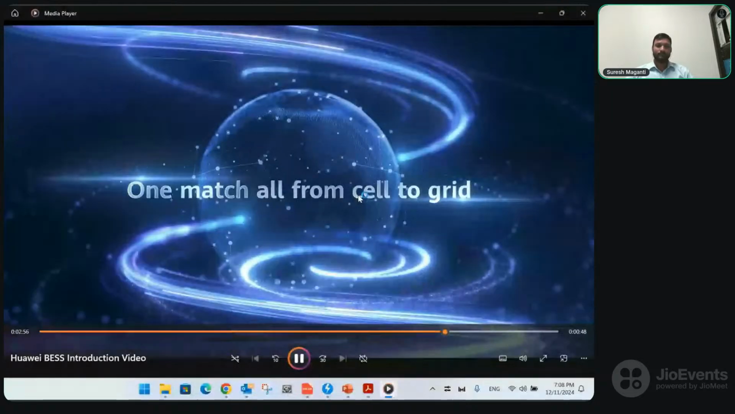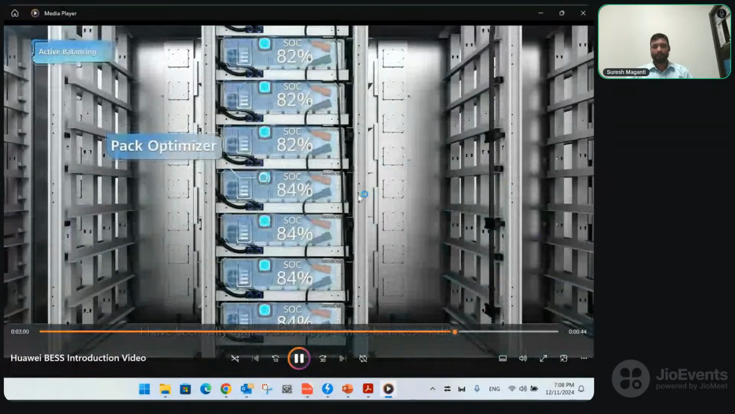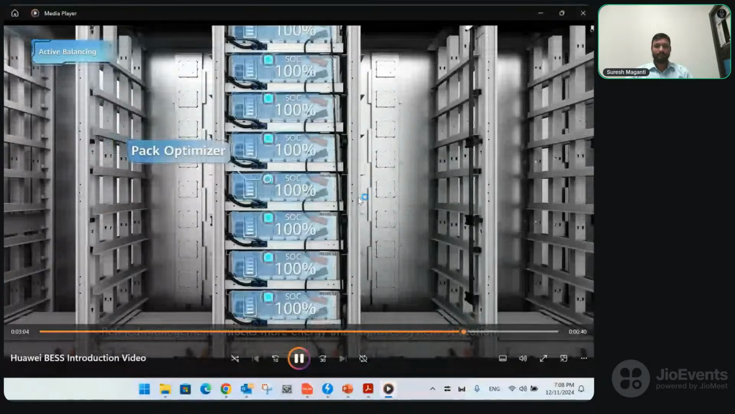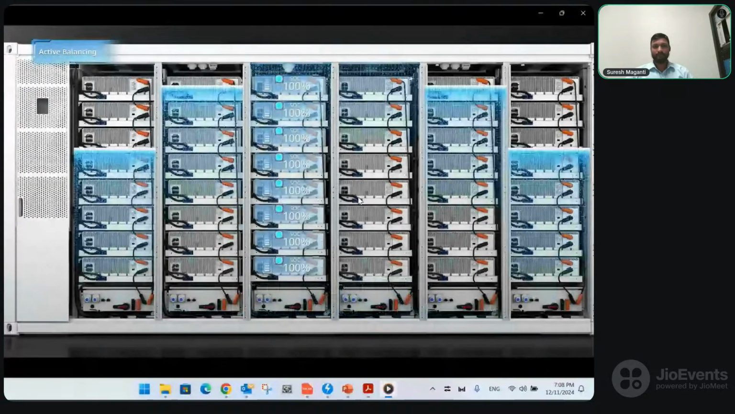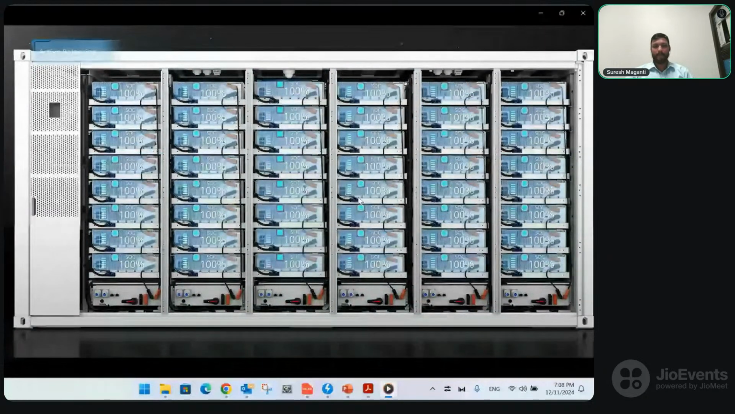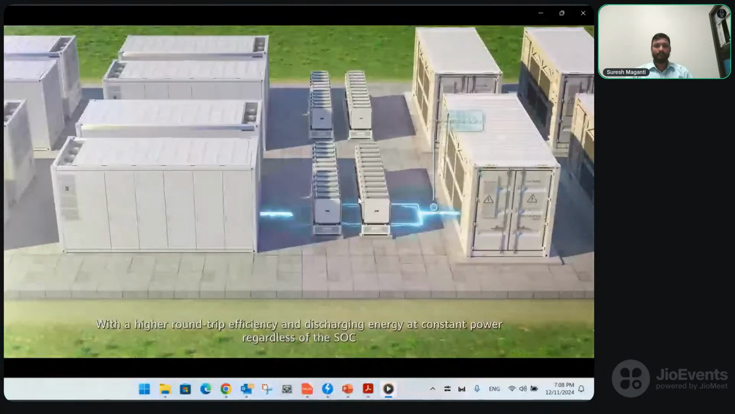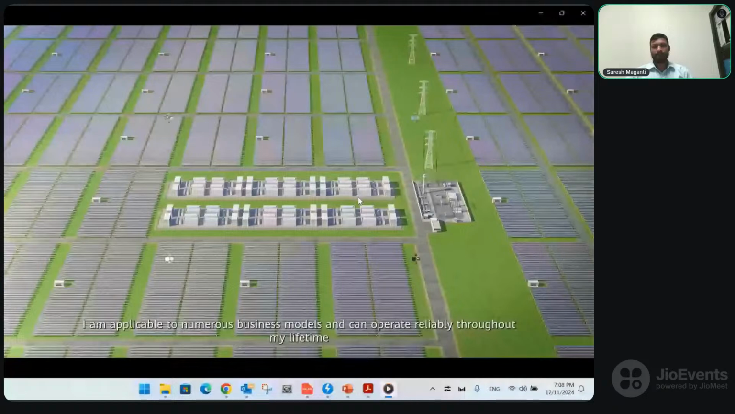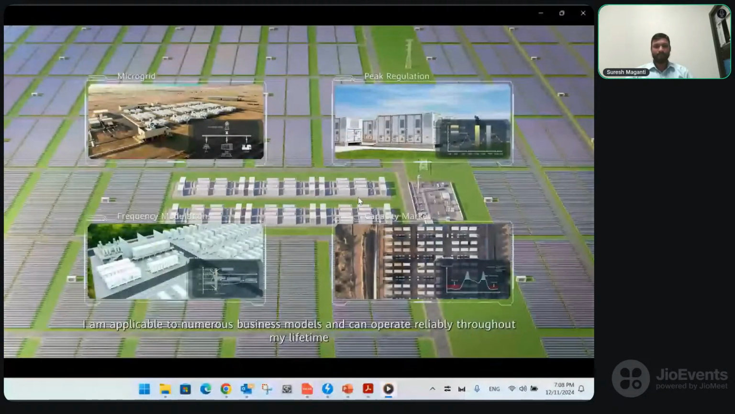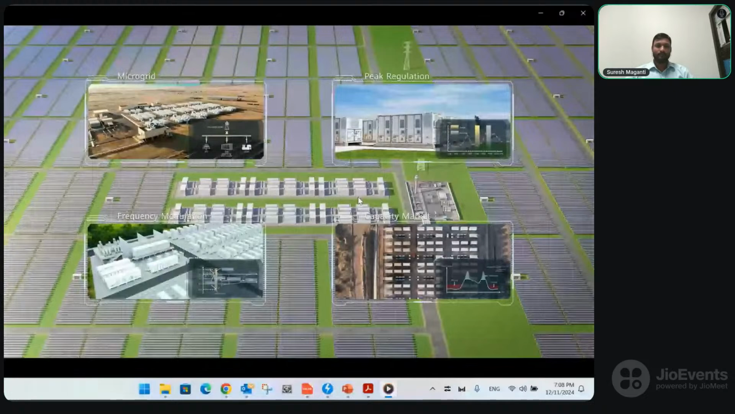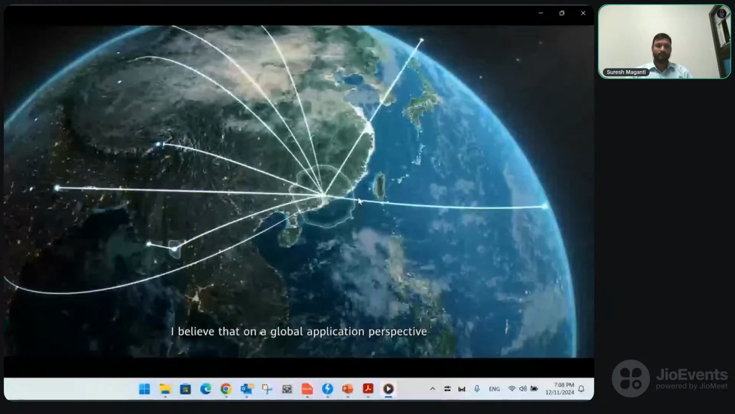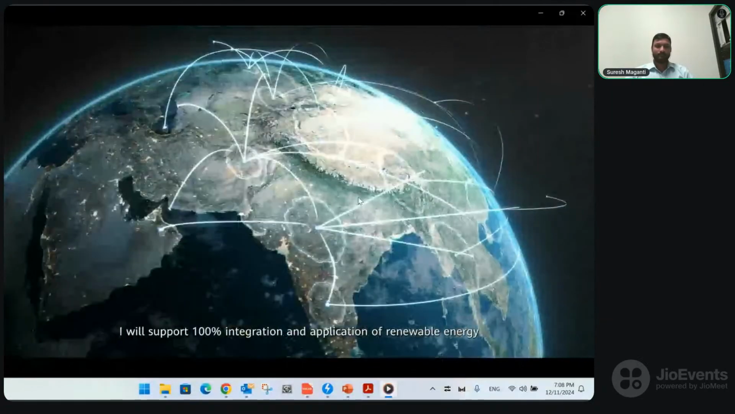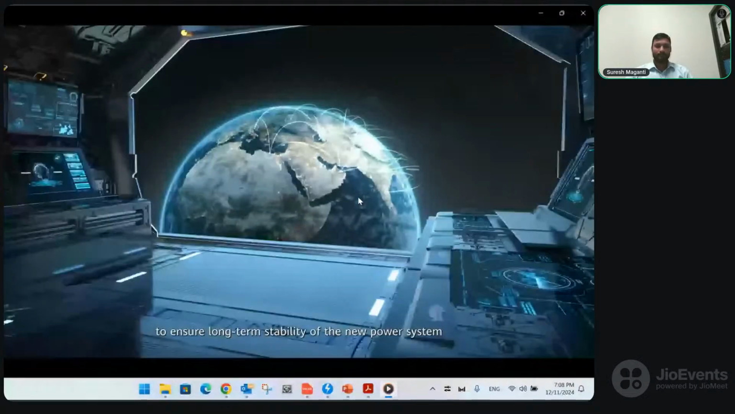I have been fully upgraded to support more business models. Refined management unlocks more energy and improves system utilization. With a higher round-trip efficiency and discharging energy at constant power regardless of the SOC, I am applicable to numerous business models and can operate reliably throughout my lifetime. I believe that on a global application perspective, I will support 100% integration and application of renewable energy to ensure long-term stability of the new power system. That is my mission.